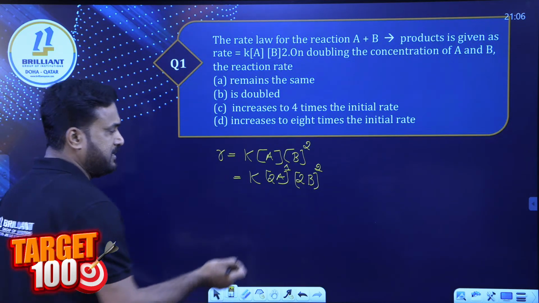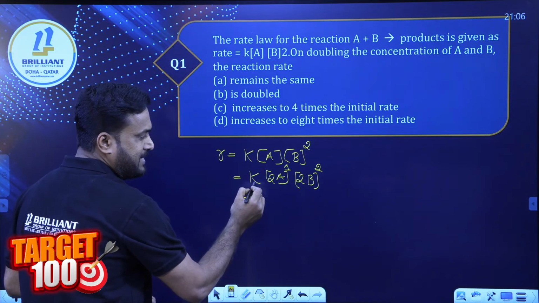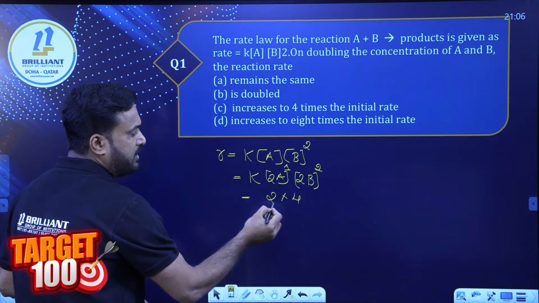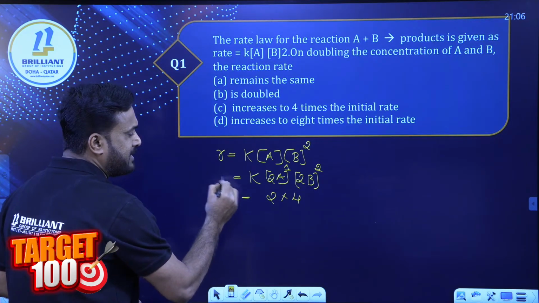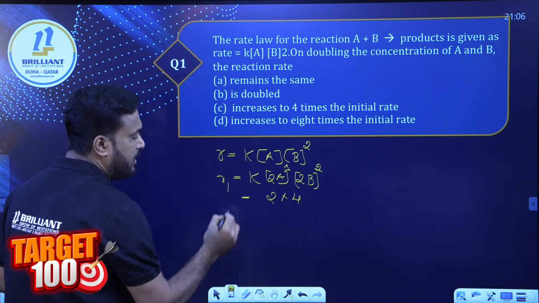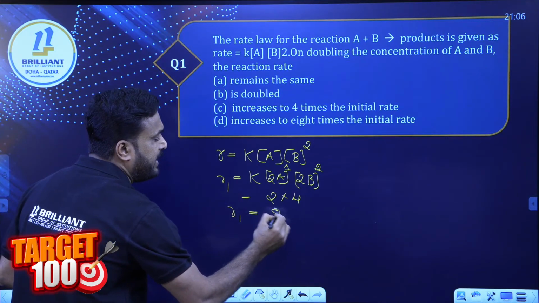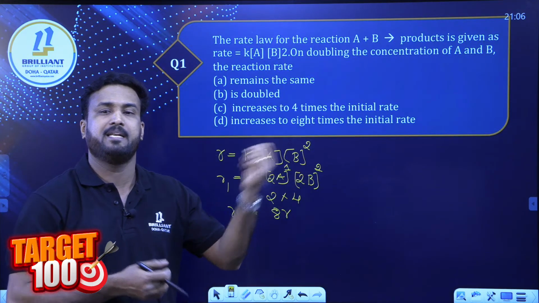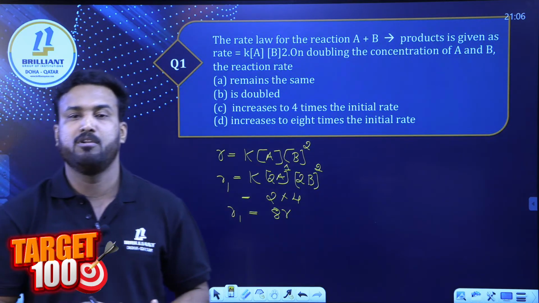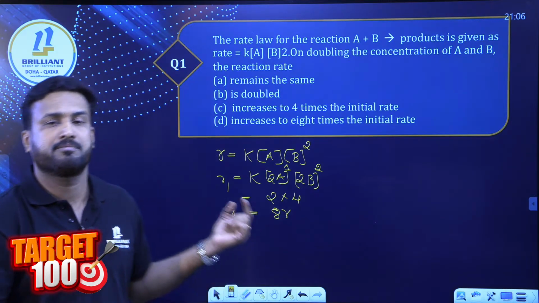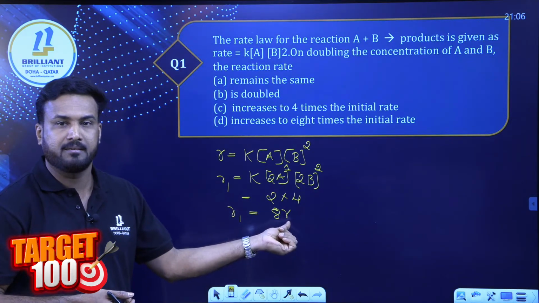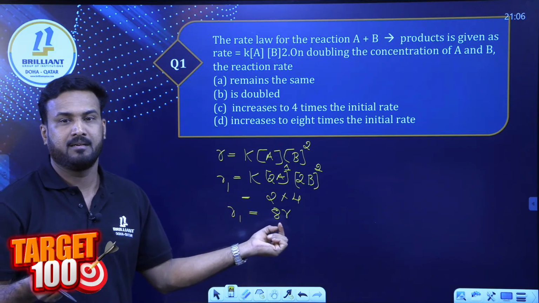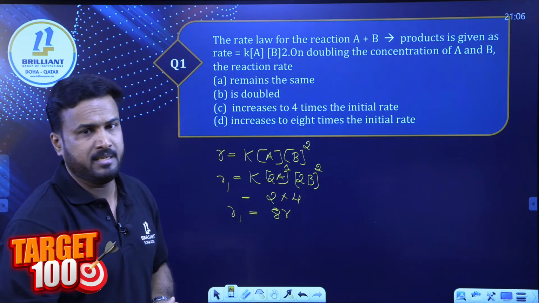Now students are sending answers. Okay, right answer, let me check. So here K is anyway constant. 2 raised to 1 is 2, into 2 raised to 2 is 4. You will be getting 8. So this can be taken as R1, the new rate, and the initial rate we have is R. So we can write R1 is equal to 8R, which means if you are doubling the concentration of both A and B, the new rate will be 8 times that of the initial rate. So initial rate is R, and now we have a rate that is 8R. Clear?